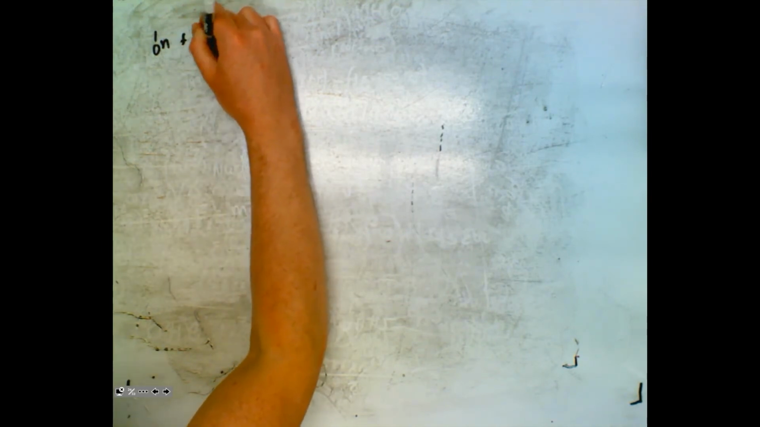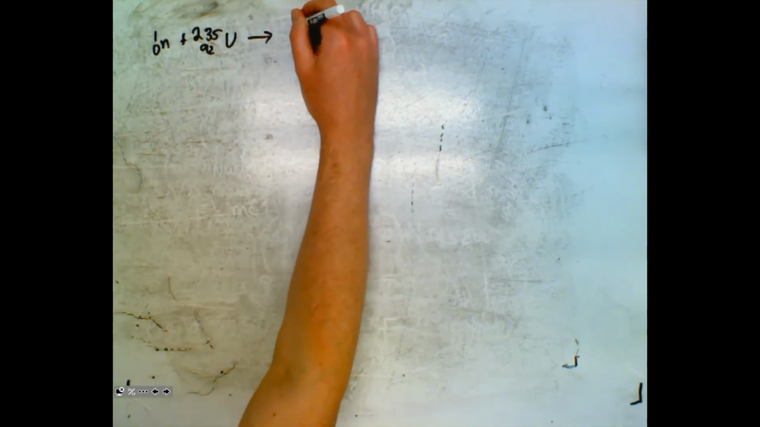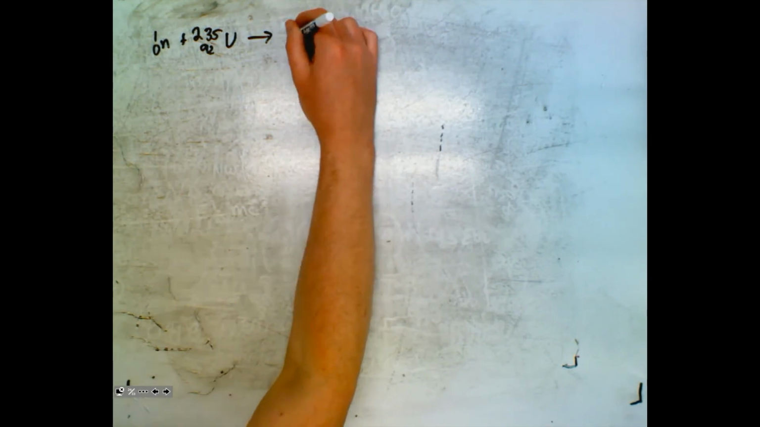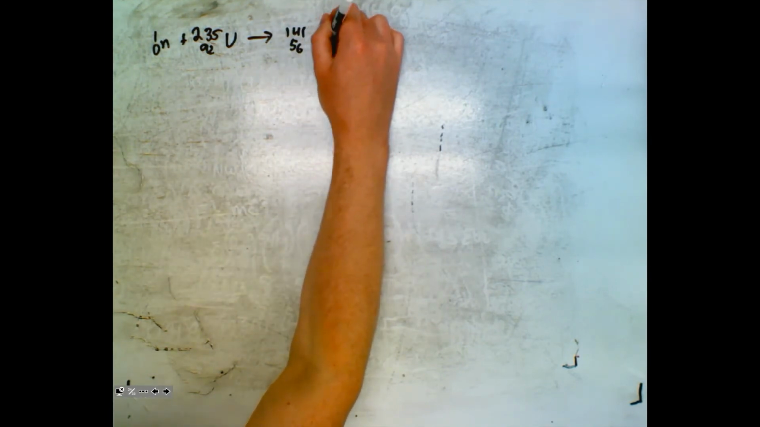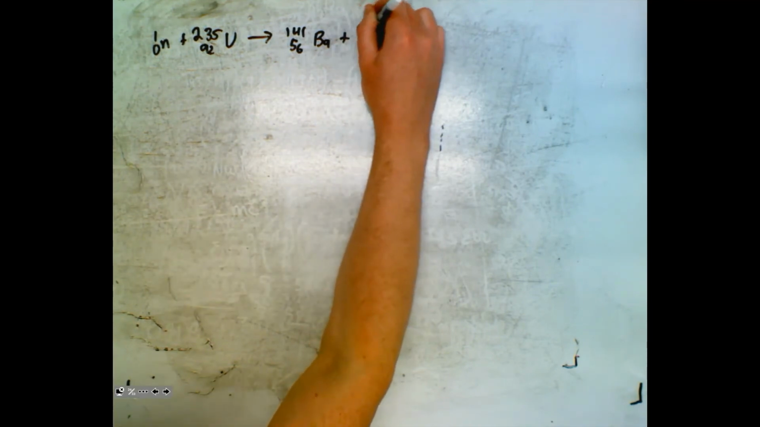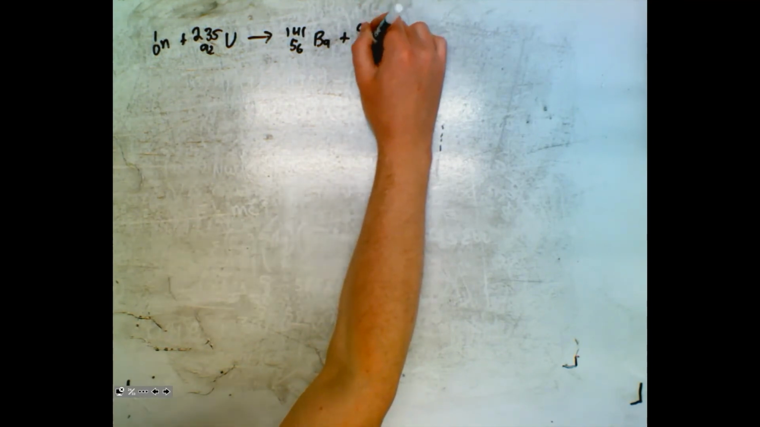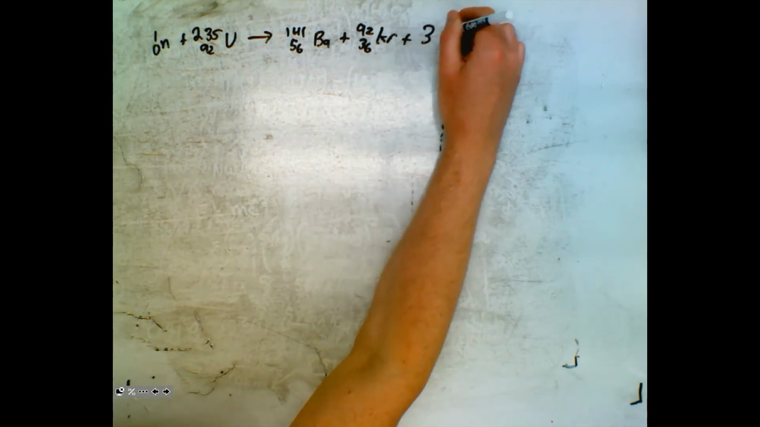So we have 1 neutron and uranium-235. So I don't know why I'm writing these so high. Sorry. 1 neutron and uranium-235. And it turns into barium-141 and krypton-92, and 3 neutrons. So I can write it like that. I have 3 neutrons there.